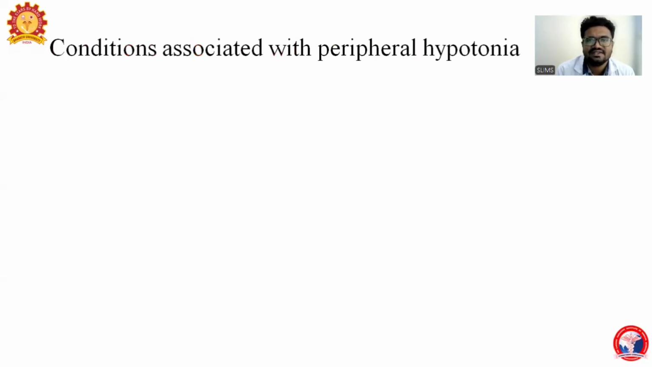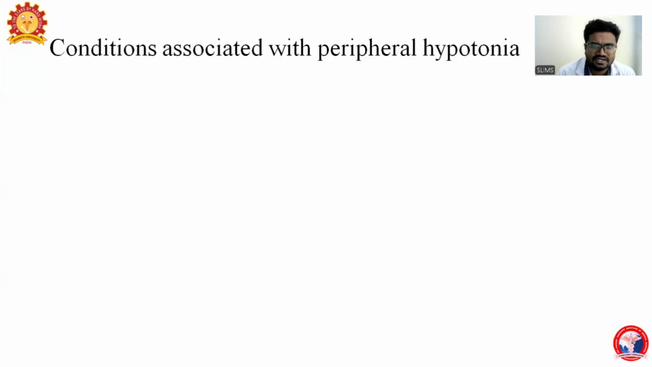Now, let's discuss a few causes of peripheral hypotonia. So, the problem is in the motor unit. What are the constituents of the motor unit? It consists of the anterior horn cell, the peripheral nerve, the neuromuscular junction, and the muscle compartment. All these contribute to peripheral hypotonia. So, any problem in these sites will contribute to peripheral hypotonia.